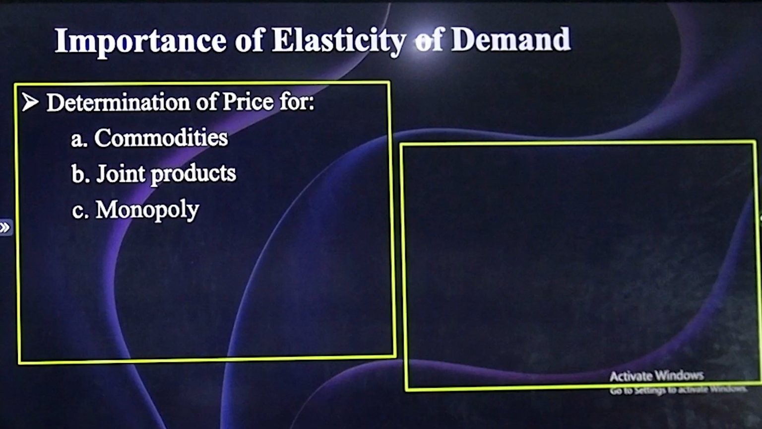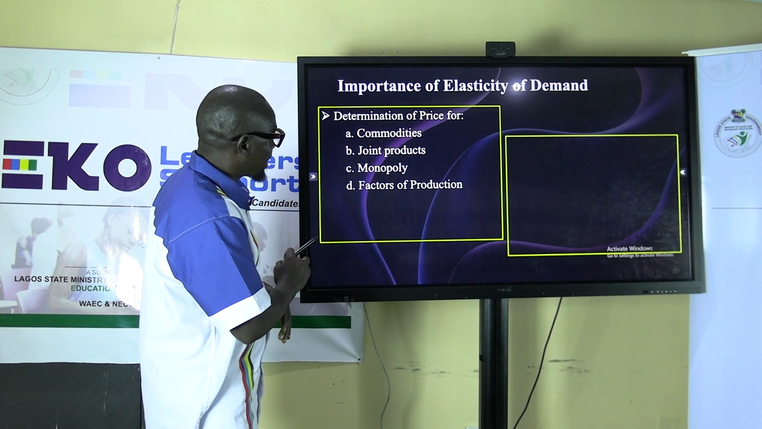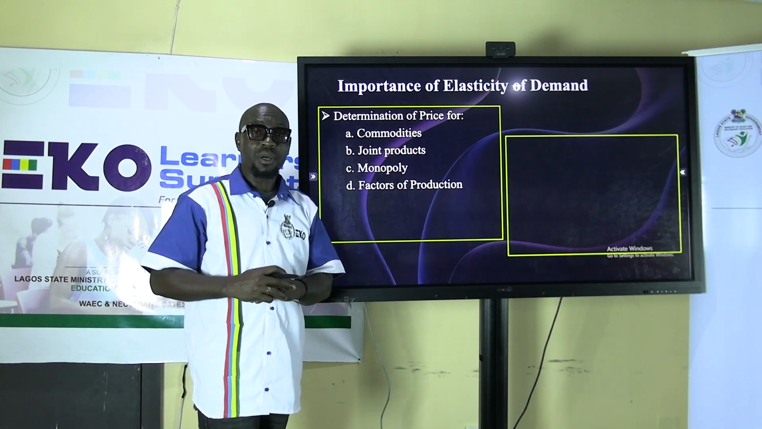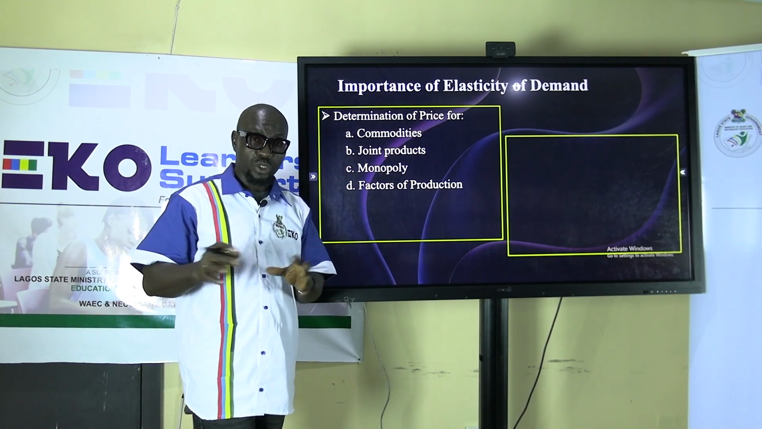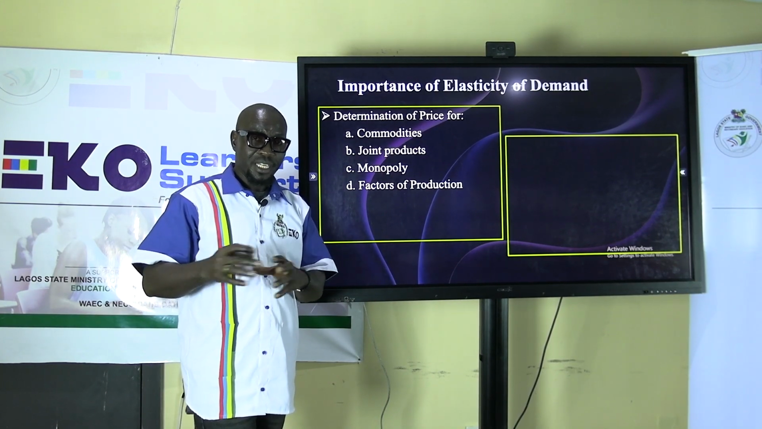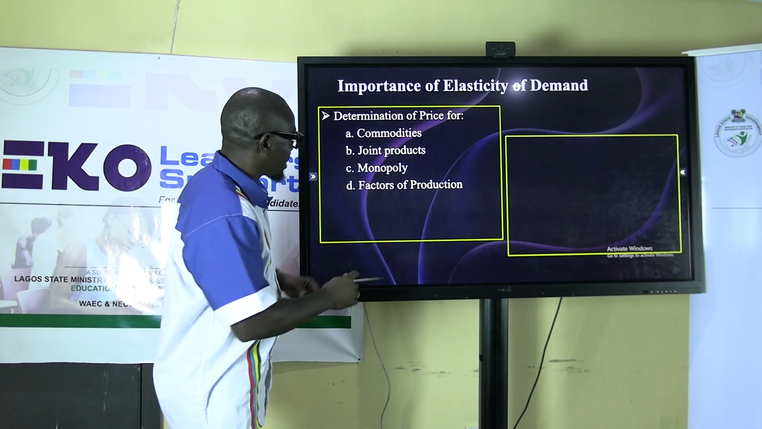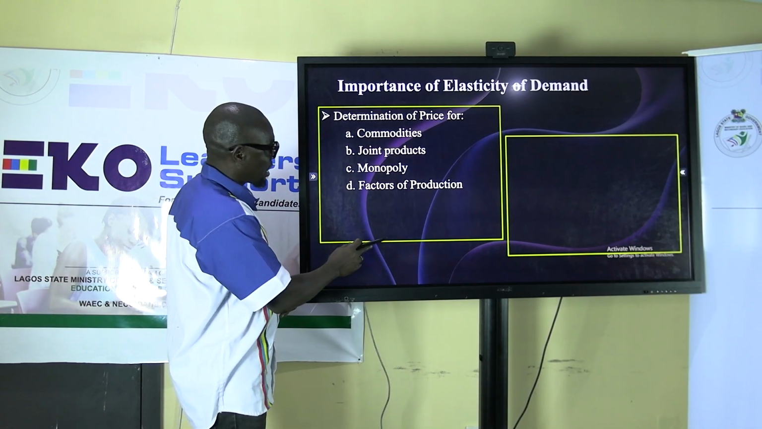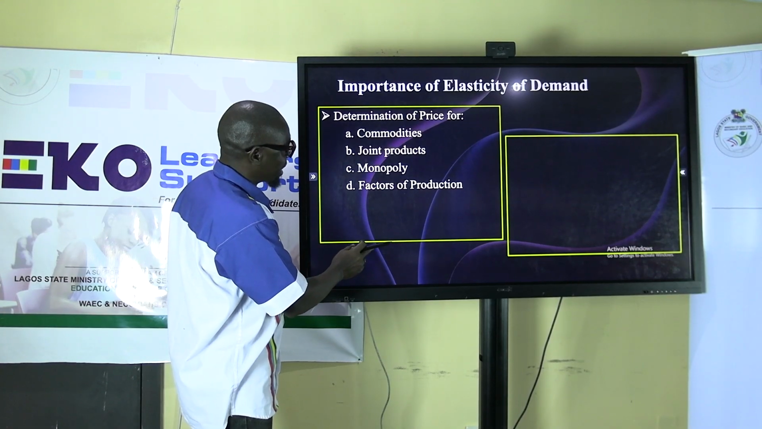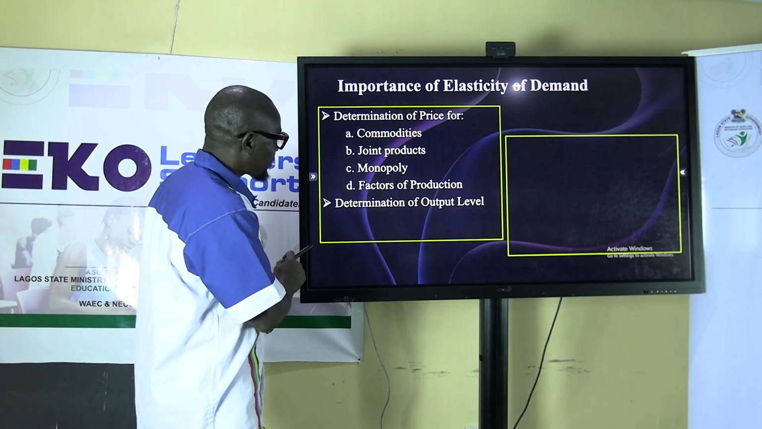Then for a monopoly, I'm the only one that supplies the product. You are the only one in the market. The elasticity of demand helps you to set your price, again, in the market. Then it also helps in determination of the price for factors of production, labor, okay, interest rates. The elasticity of demand for the commodity helps in the determination of prices for all of this.